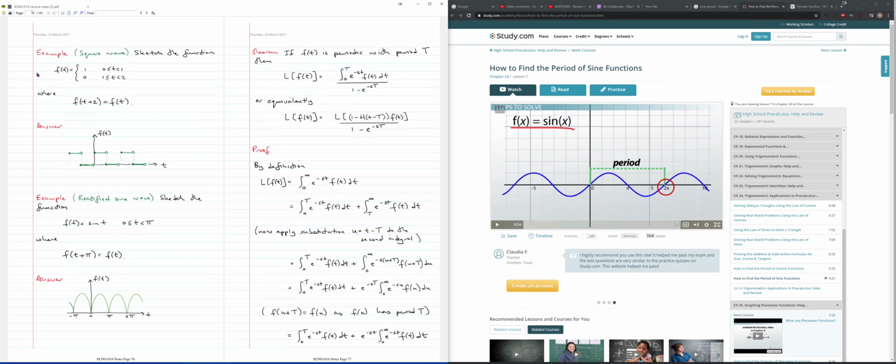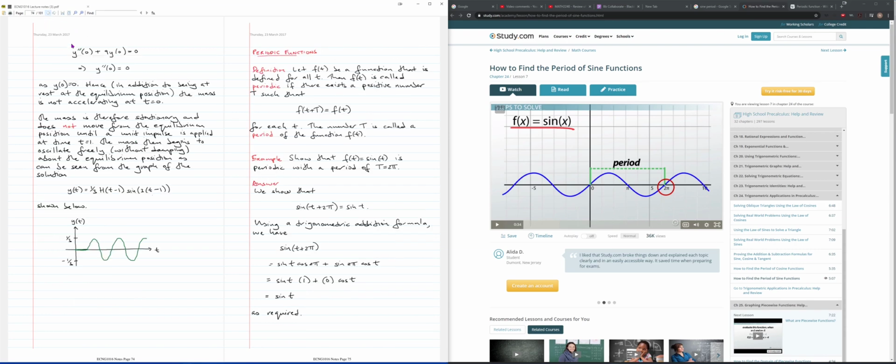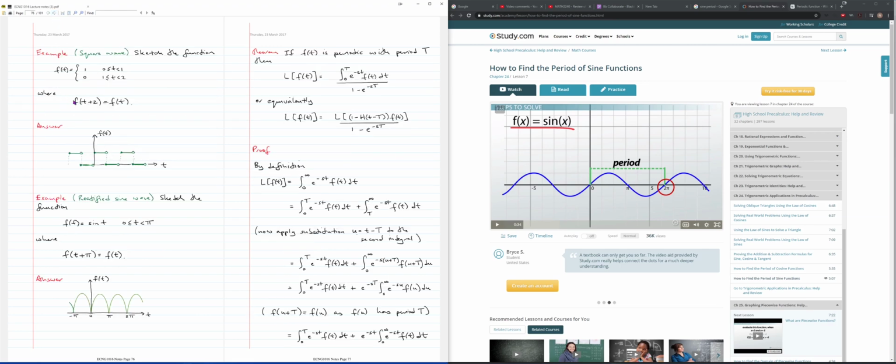So for this example, this statement specifies that the small f is periodic and has a period of 2. Compare to this statement: it says the function is periodic with period big T. So in this case, the small f is periodic with period 2.